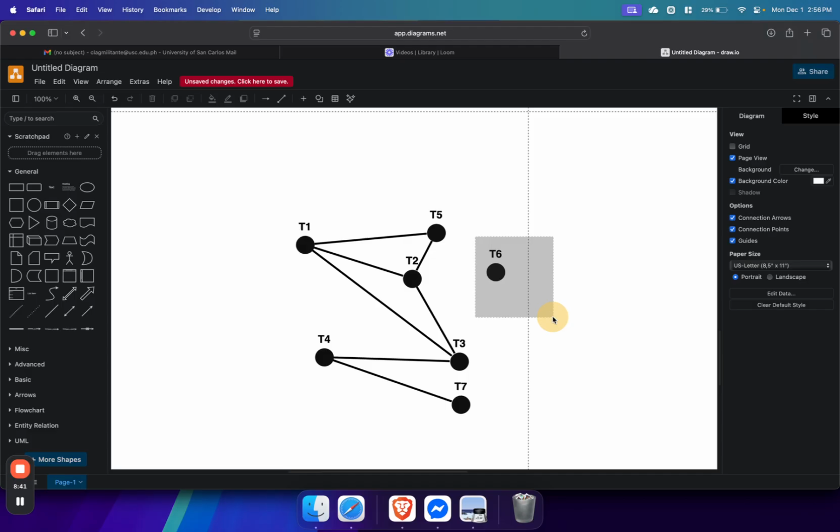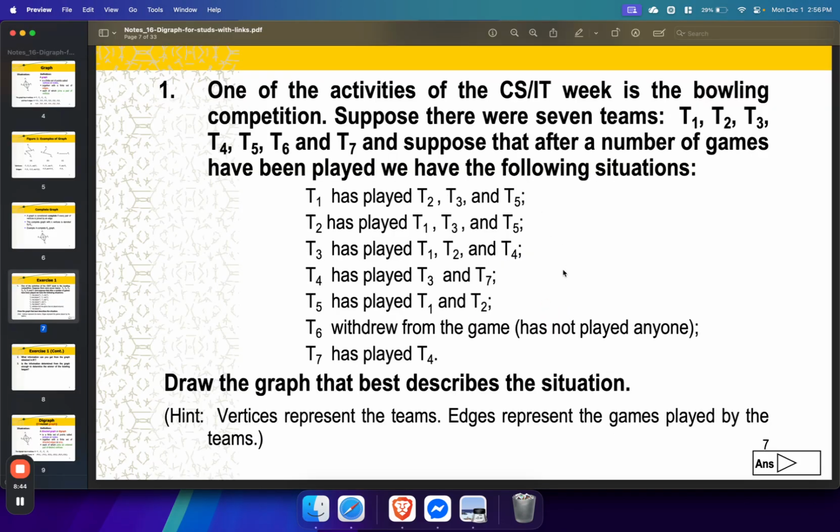So he's just a loner, just chilling there, doing nothing in his life.